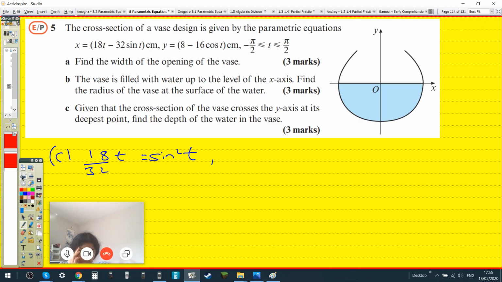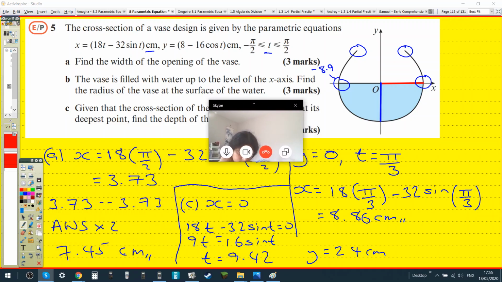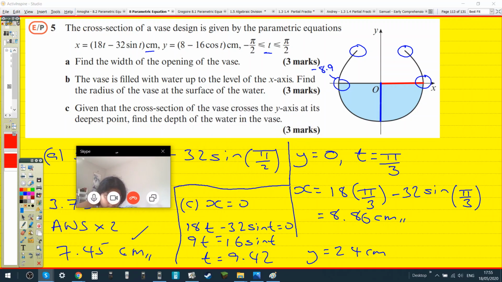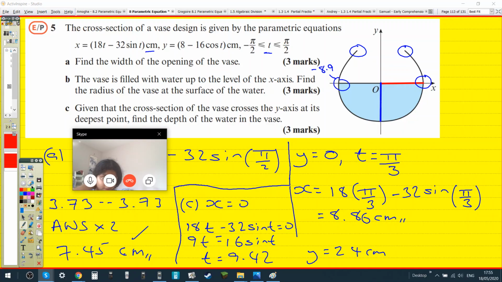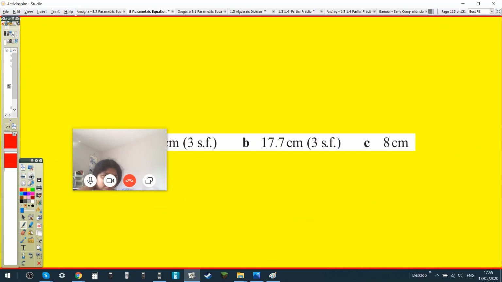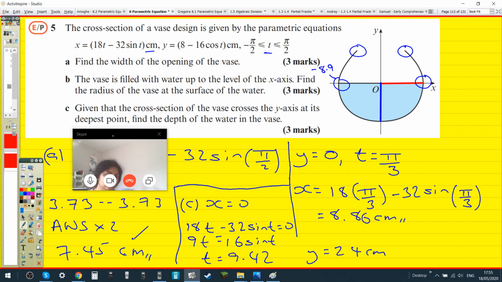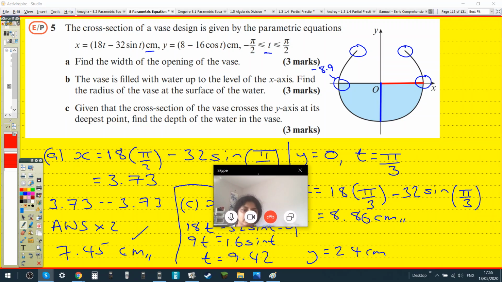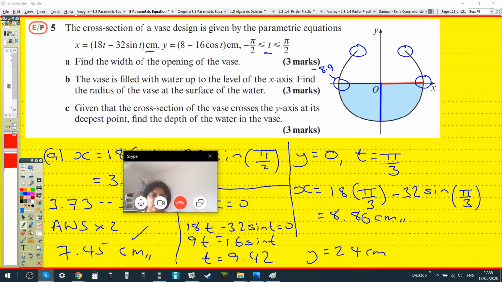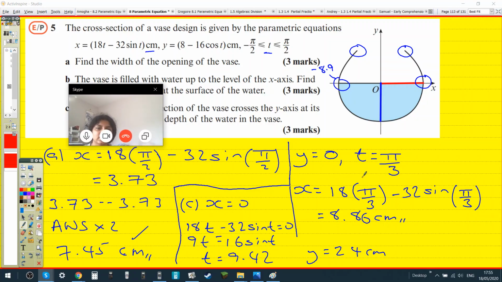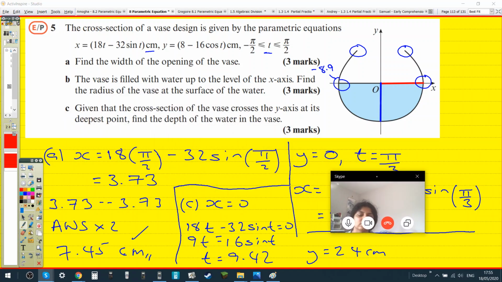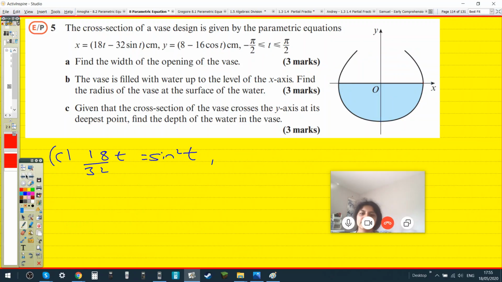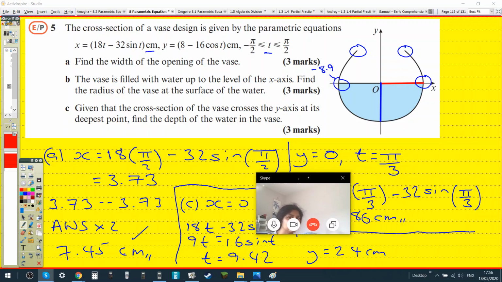Let's check. 7.45 is correct. B, where is B? B was 17.7. What do we do for B? That's not what we got. Did we have to get an extra one? 8.86 is half of 17.7.